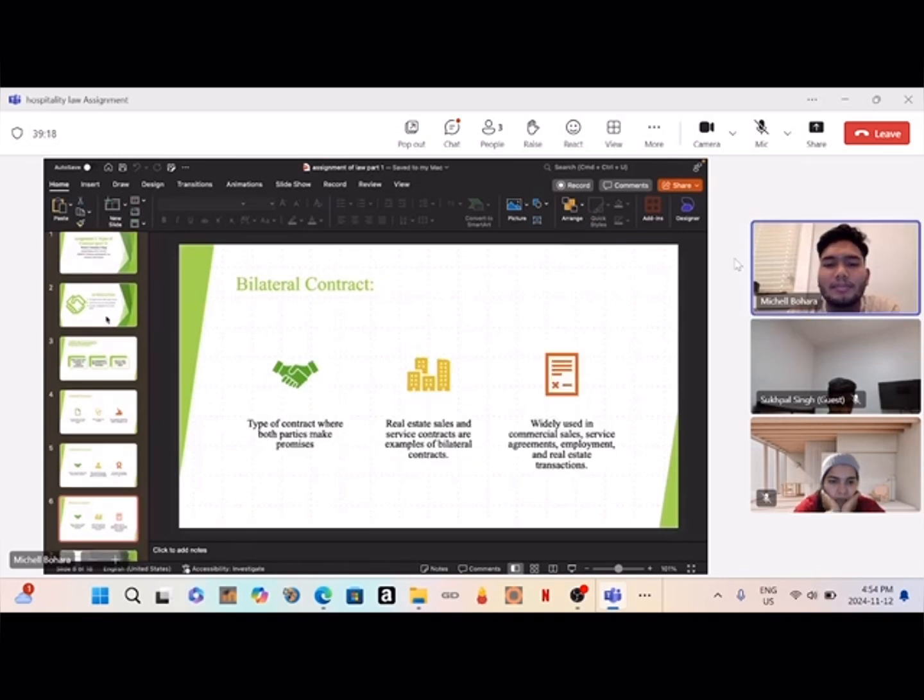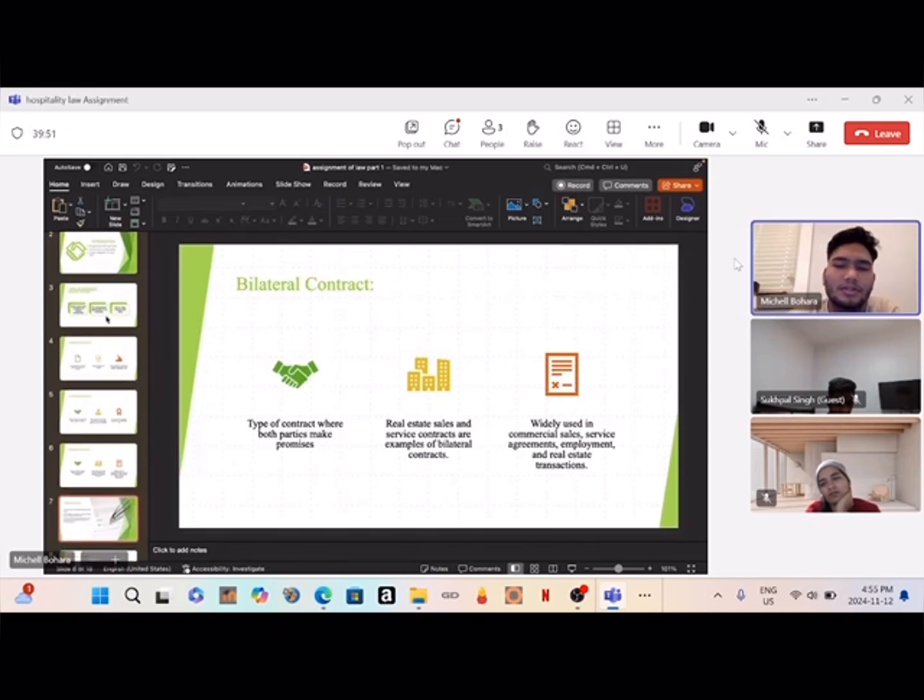Another one is the bilateral contract. In a bilateral contract, both parties make promises to each other. For example, we might hire a cleaner, and we agree to pay $500, while they agree to clean our house on a specific day. This type of contract is common in services or sales.